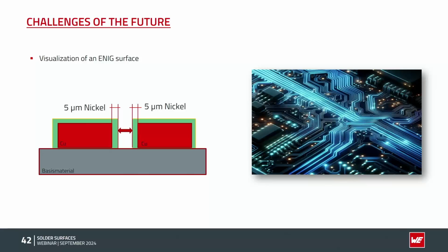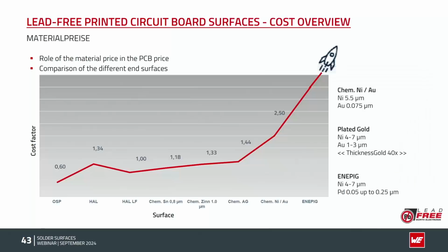So we are sure that in the future we certainly will no longer be able to afford this. So we must find alternatives in solder surfaces, also regarding this special aspect. But we also see the cost development of gold, which is a very good metal, but a very expensive one, as you can see here.